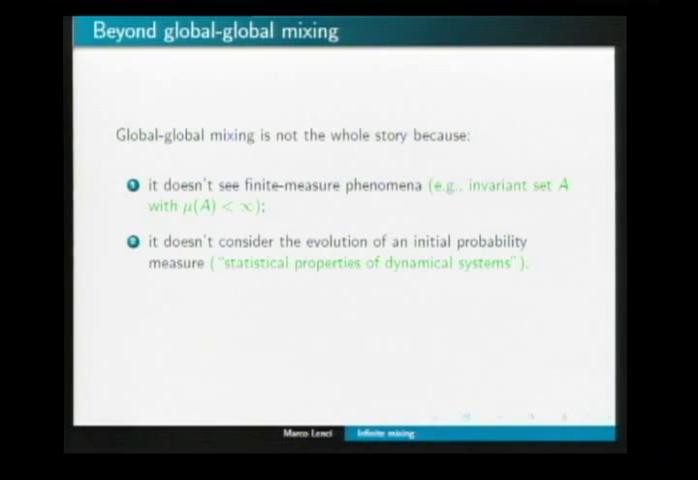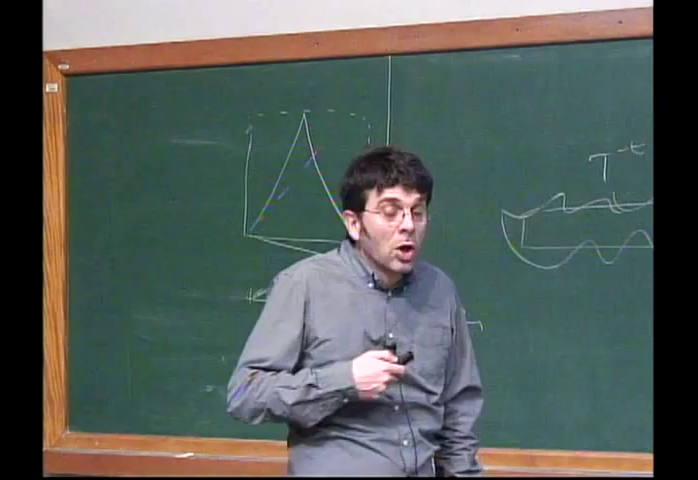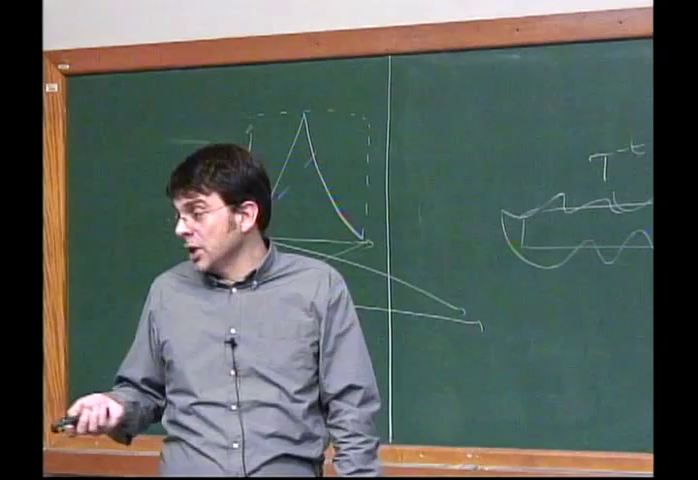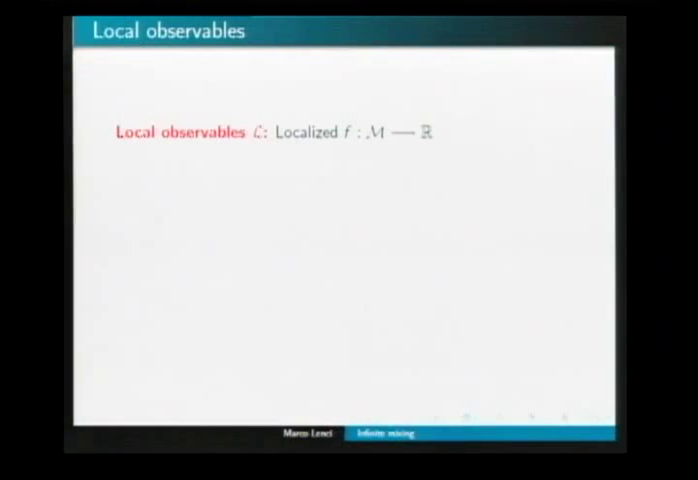Secondly, more importantly, it doesn't really consider the evolution of an initial probability measure, or sometimes physicists call it initial state, initial statistical state. So the point of view of most people, and including myself, most of the time in this room, is you want to study the statistical properties of dynamical systems. So you start with an initial measure, you call it something, and then you want to see how it evolves, and if it reaches an equilibrium, what does it do? Okay, so global-global mixing does not consider local observables, so does not consider density, so does not consider initial probability measures. So you want to have some other players, and these other players are the local observables.